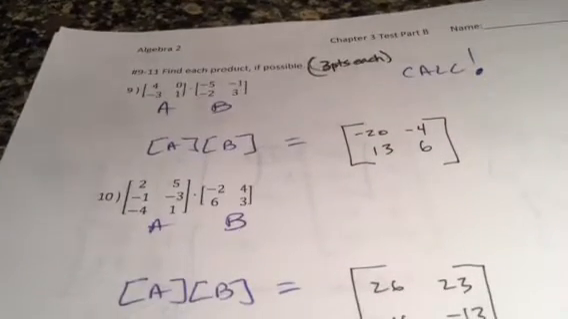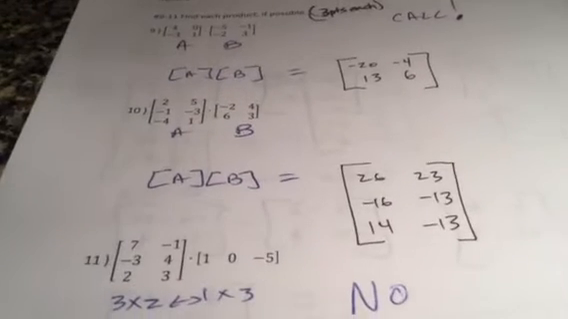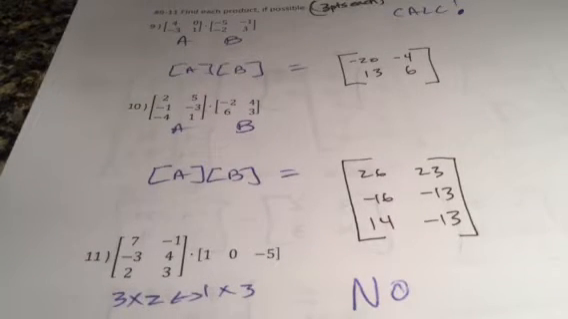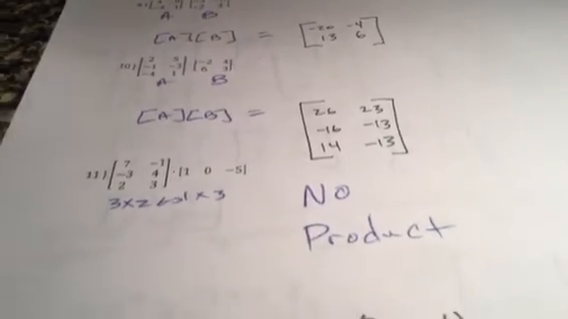Page 11, I would use your calc for that. Call that a, call that b, and multiply. A times b is that. Call that a, call that b, and multiply. You cannot do 11. Notice how that 2 does not equal that 1. Does not equal that 1, so there's no product. It's not defined.